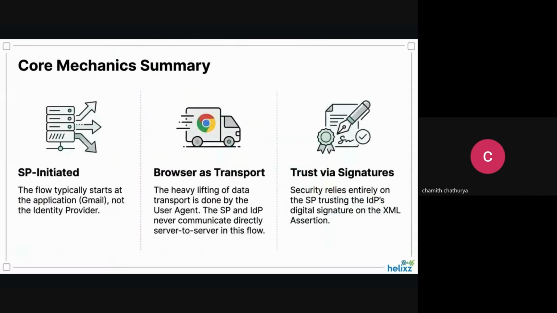Core mechanism summary. Service provider initiated: the flow typically starts at the application, not the identity provider. Browser as transport: the heavy lifting of data transport is done by the user agent. The service provider and identity provider never communicate directly, server to server, in this flow. Trust via signatures: security relies entirely on the SP trusting the IDP's digital signature on the XML assertion.